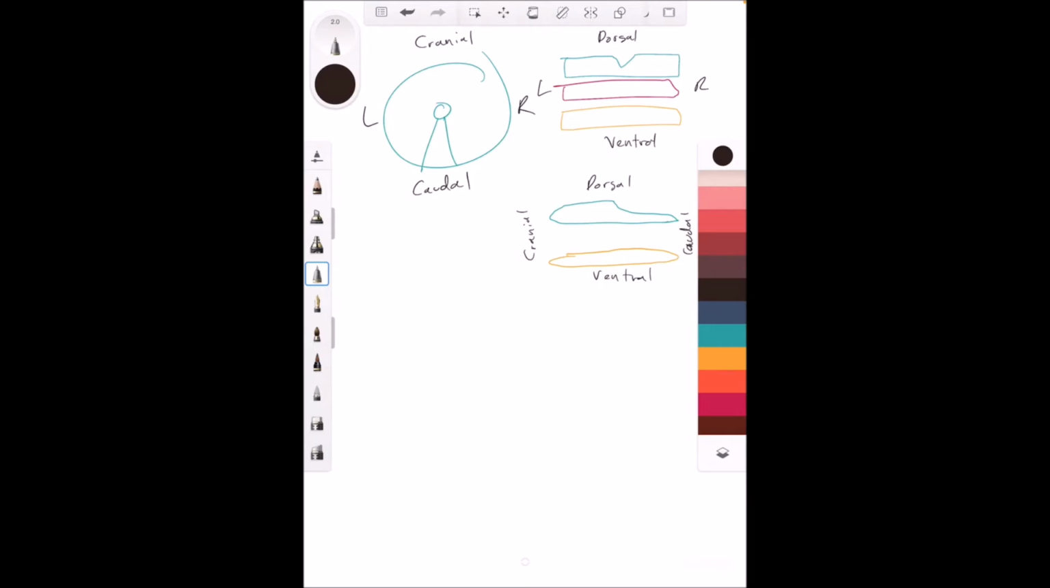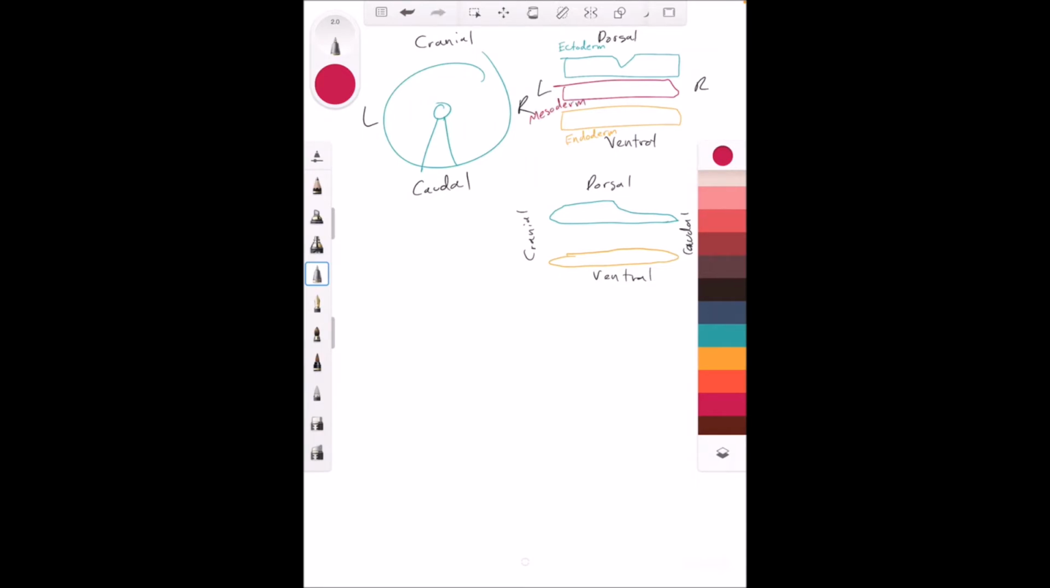So first, this is gastrulation, right? This is what the embryo looked like at the end of week 3. Gastrulation has happened, and we have the cranial side, the caudal side, the left side, the right side. This blue layer is the ectoderm. The yellow layer is the endoderm. And the red layer is the mesoderm. I probably shouldn't write in there.